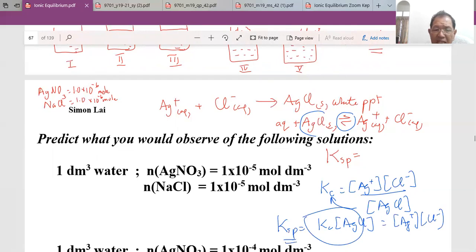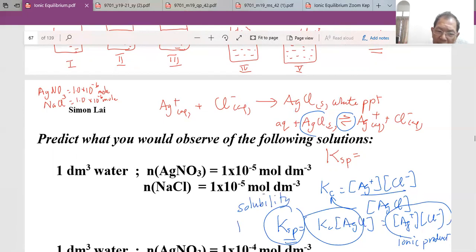So Ksp is basically the ionic product. It's called the ionic product. Ionic, product means times. Ionic product. So this part is called the ionic product. This part is called the Ksp, the solubility product. Just to tell you the difference again: ionic product, solubility product.